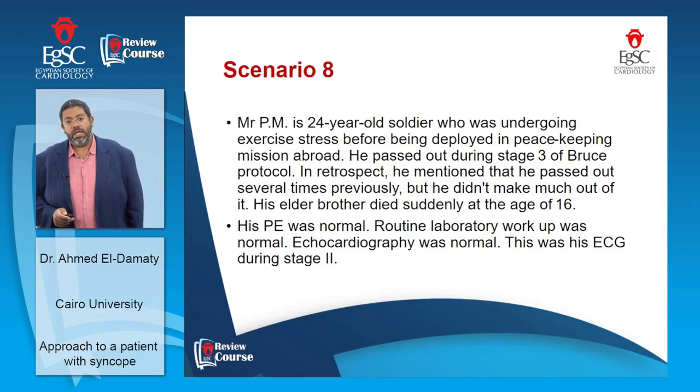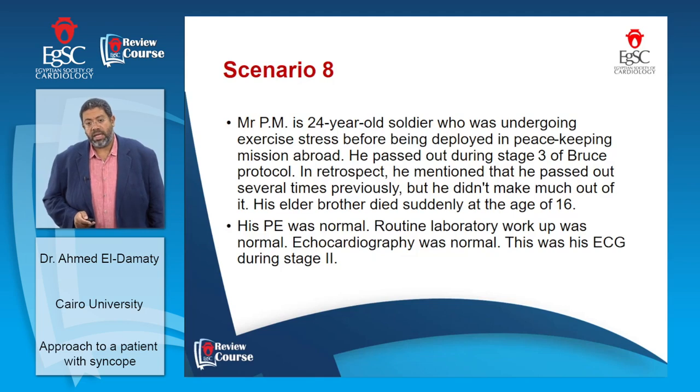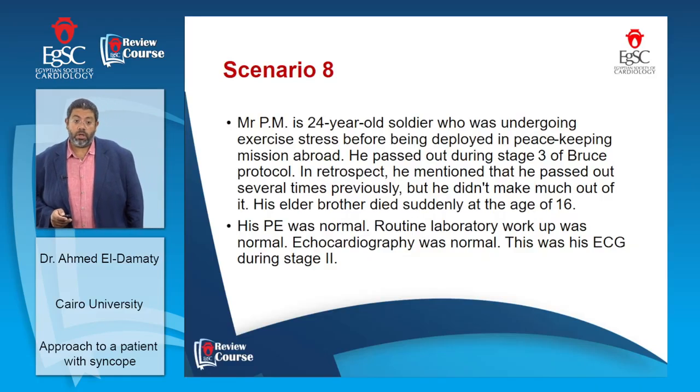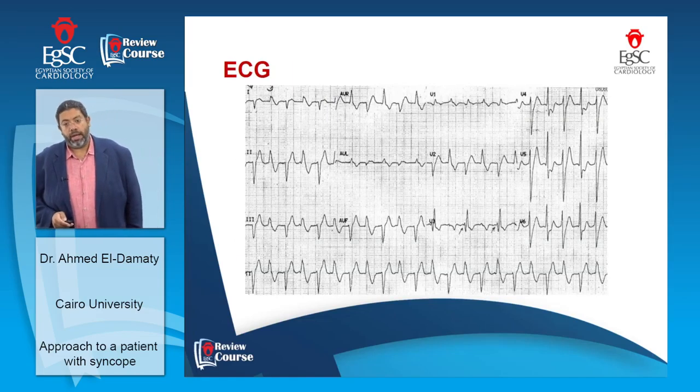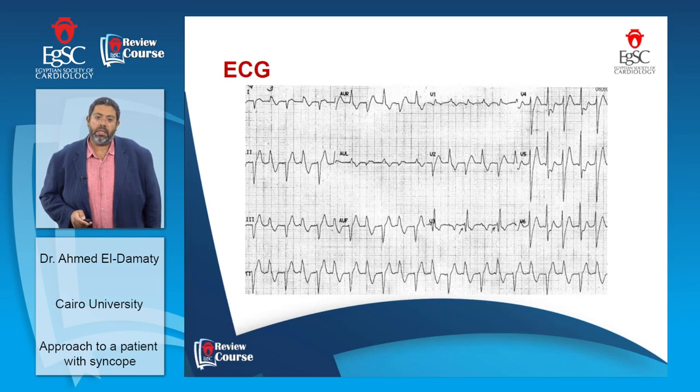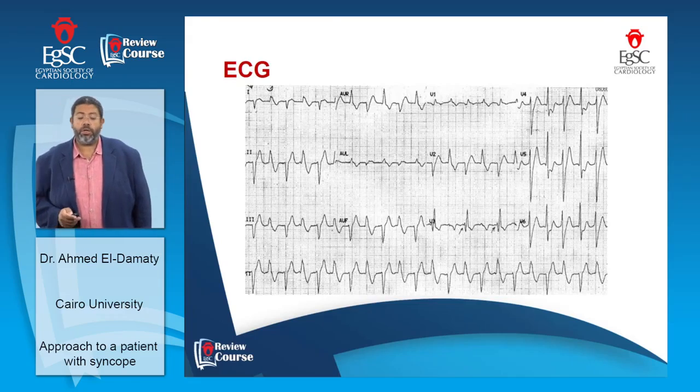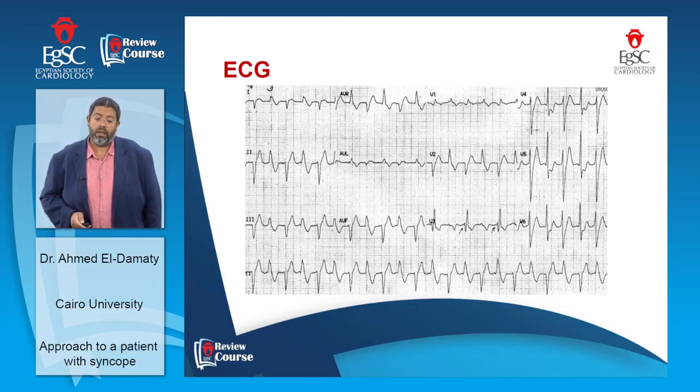His physical examination was normal, routine laboratory workup was normal, echocardiography was normal, and this was his electrocardiogram during stage 2 of his exercise stress test. It's important to pattern recognize this electrocardiogram, which shows a ventricular tachycardia of a changing axis in the frontal plane, pathognomonic of catecholaminergic polymorphic ventricular tachycardia.